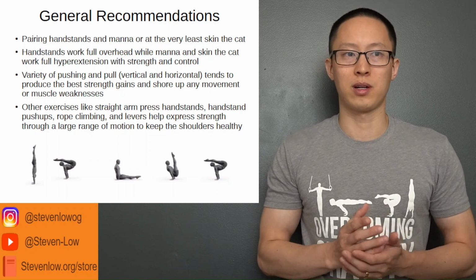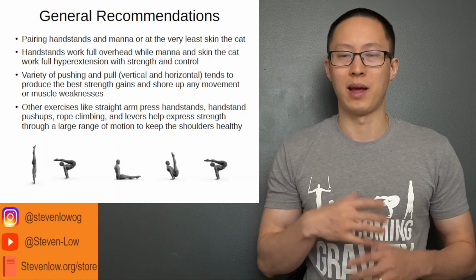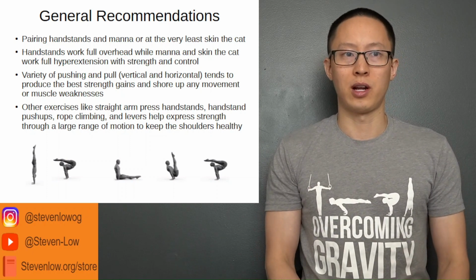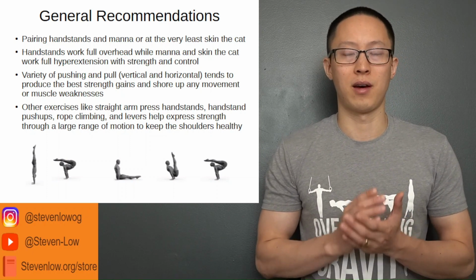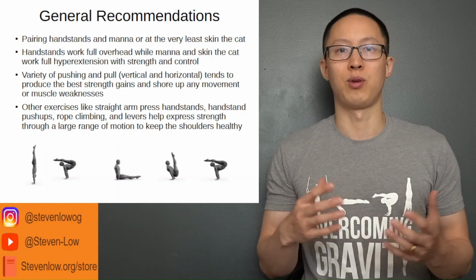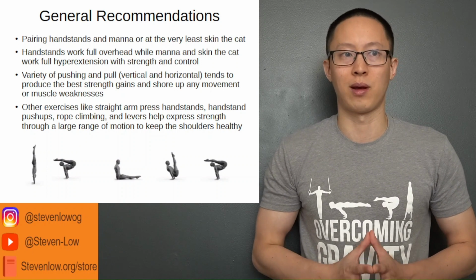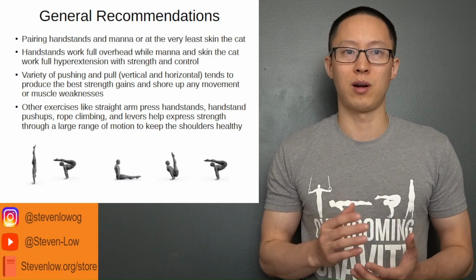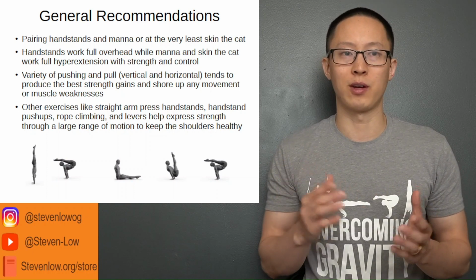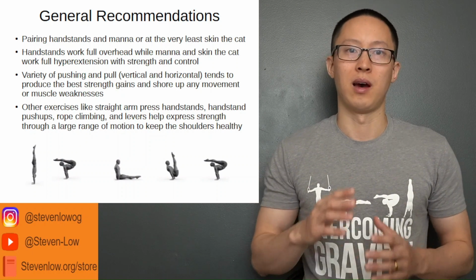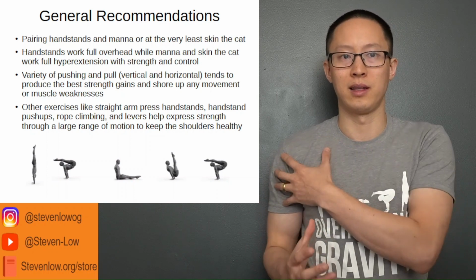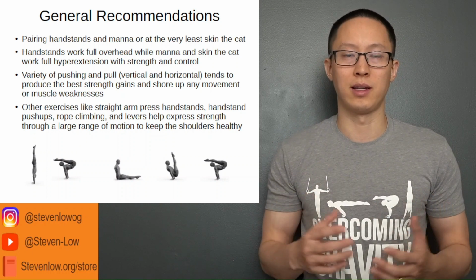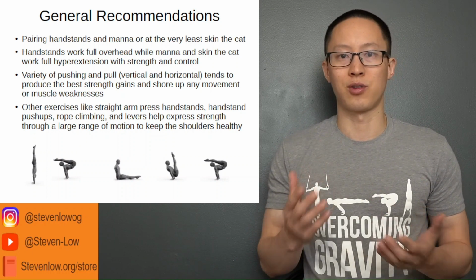Likewise, with handstand work, you get that full overhead flexion, and then the manna and skin the cat, you get that full range in the reverse of the shoulder. So generally, the variety of vertical and horizontal pushing and pulling work tends to get the best strength gains from what I've seen, and it does shore up any movement weaknesses. And so, like I explained before, with the specific working through all of the different ranges of motion. Basically, you're hitting the shoulder and all the scapular muscles around it in many different ways, and so that tends to give the best strength gains over time.